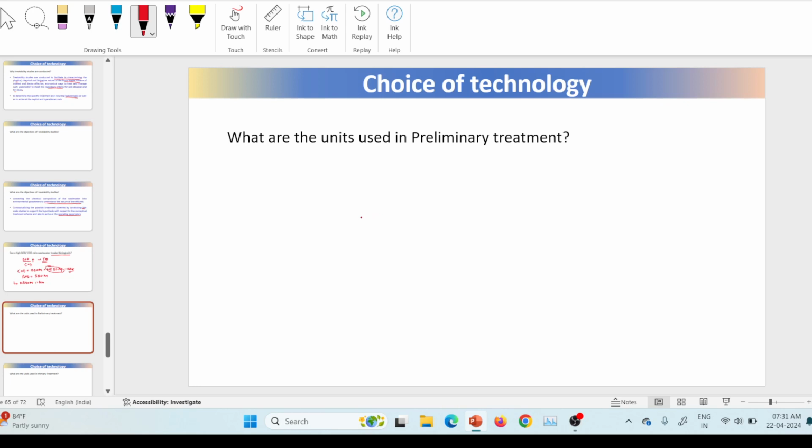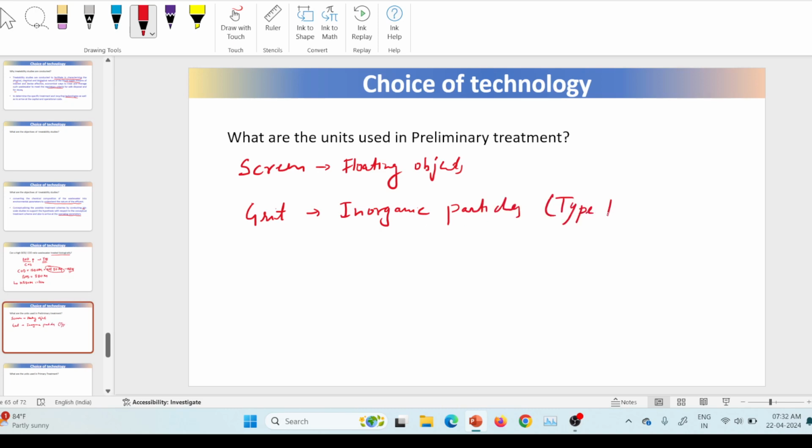What are the units used in preliminary treatment? In preliminary treatment, the treatment units are screens. They are used to separate large floating materials, floating objects. And in preliminary treatment, we can use grit chambers. They are used for removing inorganic particles. It follows type 1 settling. Detention time is 1 to 2 minutes.